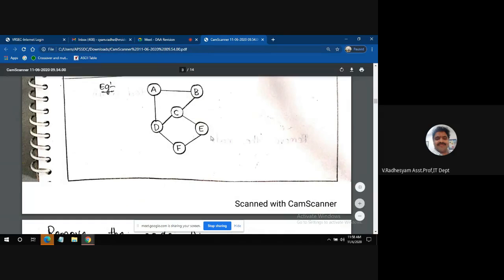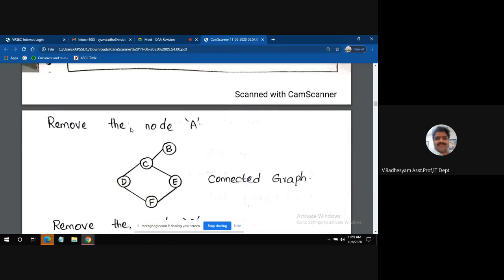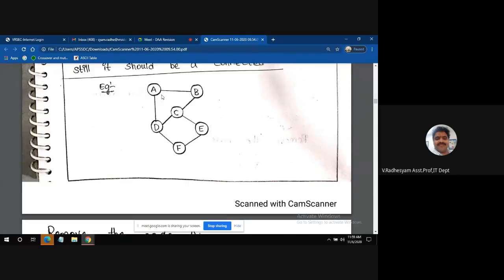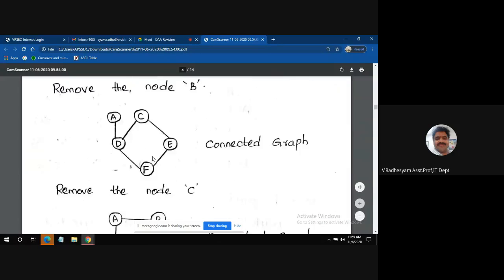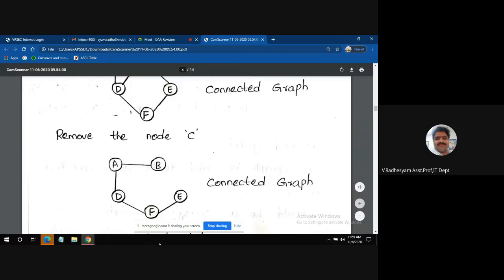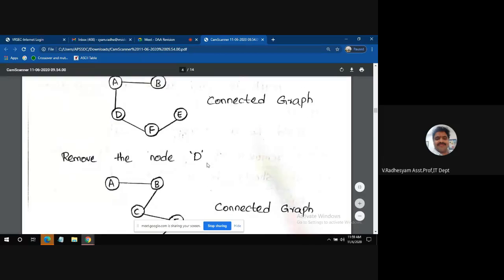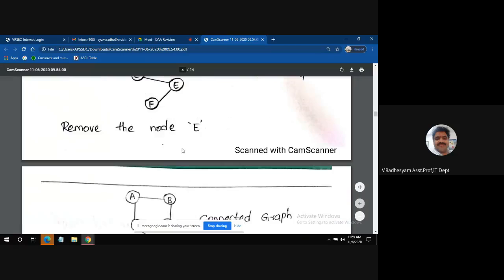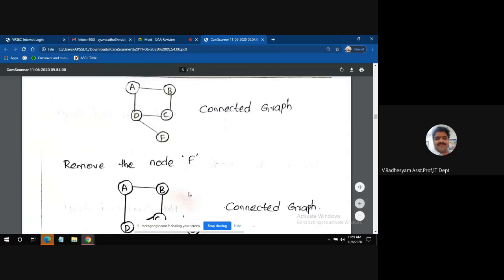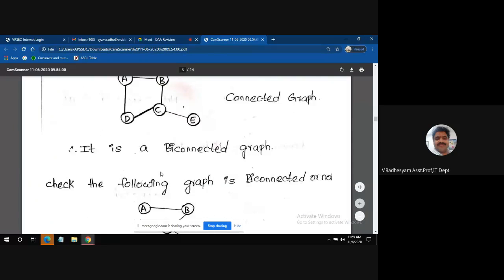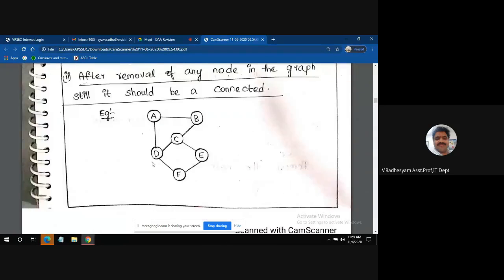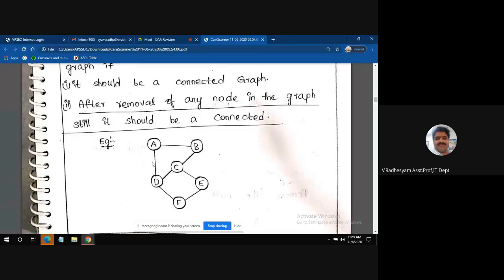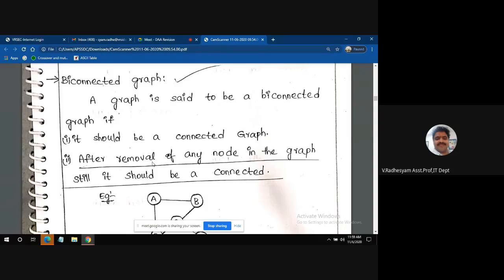So you consider this example. Try to remove different vertices and see what will happen. If you remove the node A, it will be like this. It is also connected. If you remove node B, it will behave like this, connected. If you remove C, it will behave like this, connected. If you remove D, connected. Remove E, it will be like this. Remove F, it will be like this. So it is a bi-connected graph. If you are removing any node, the remaining graph is still connected, then it is called a bi-connected graph.